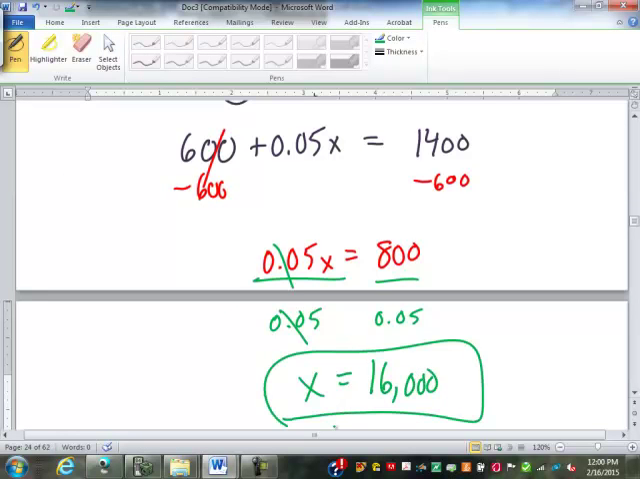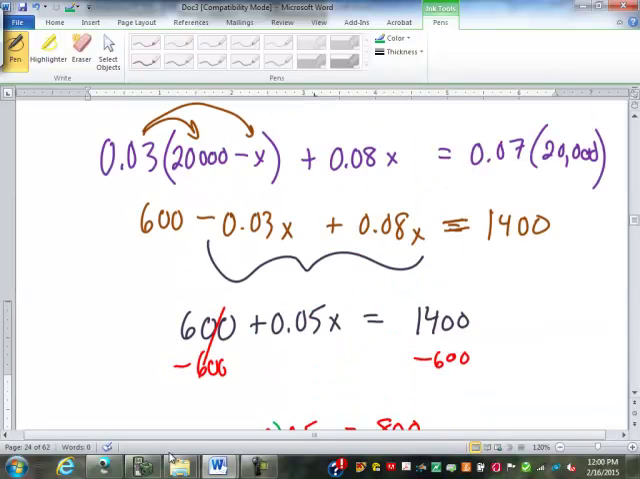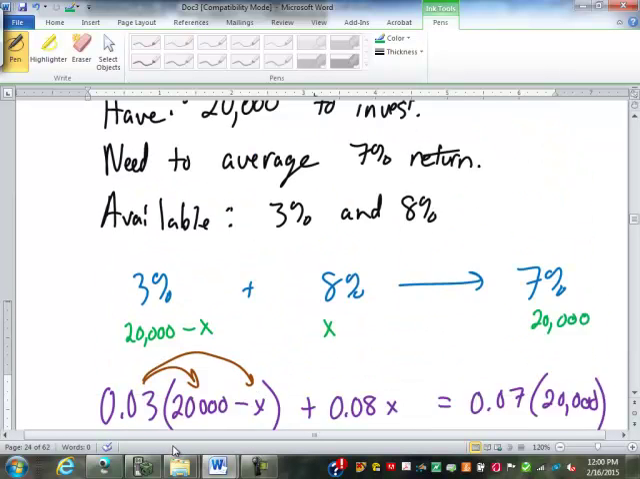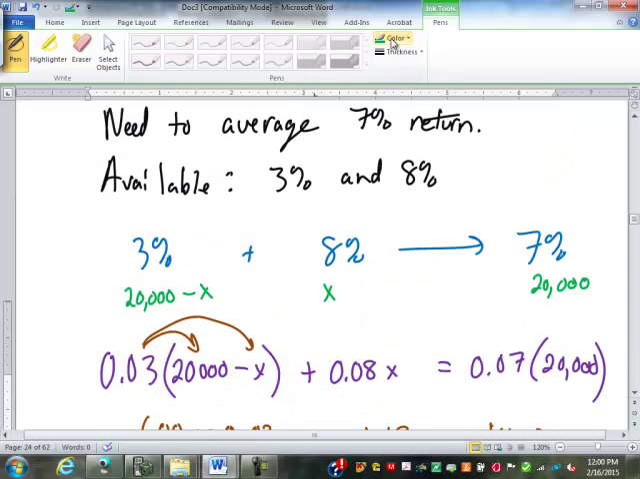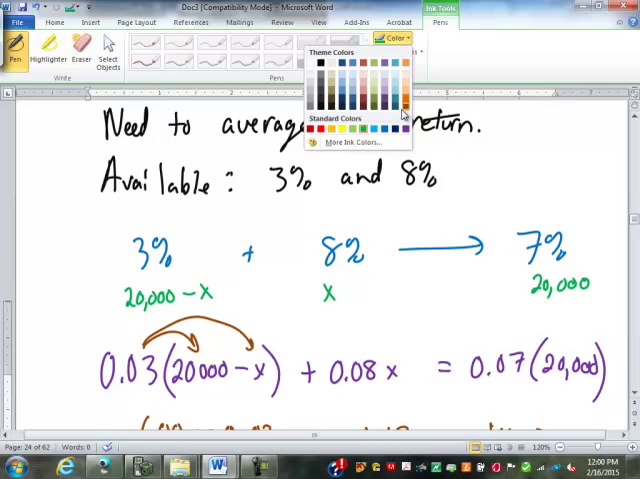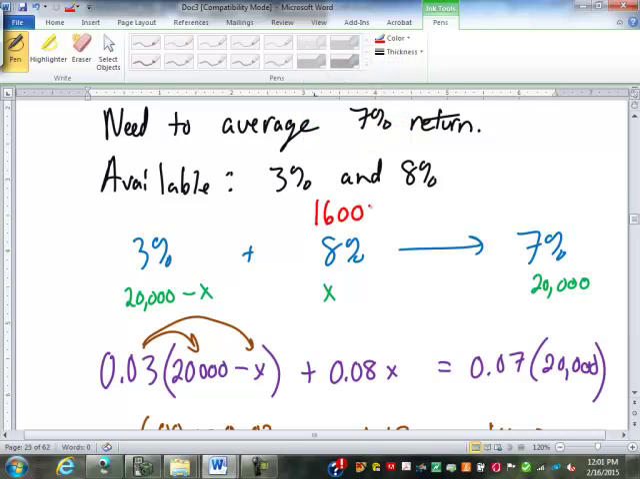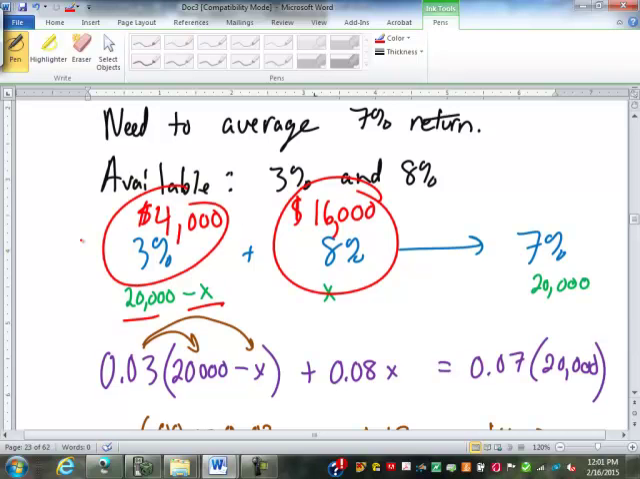Now again, we have to make sure we're careful to go back and answer the question. Question was how much in each? So X is 16,000. That is the amount of the 8%. 20,000 minus X, so 20 minus 16 is 4,000, would go in the 3%.